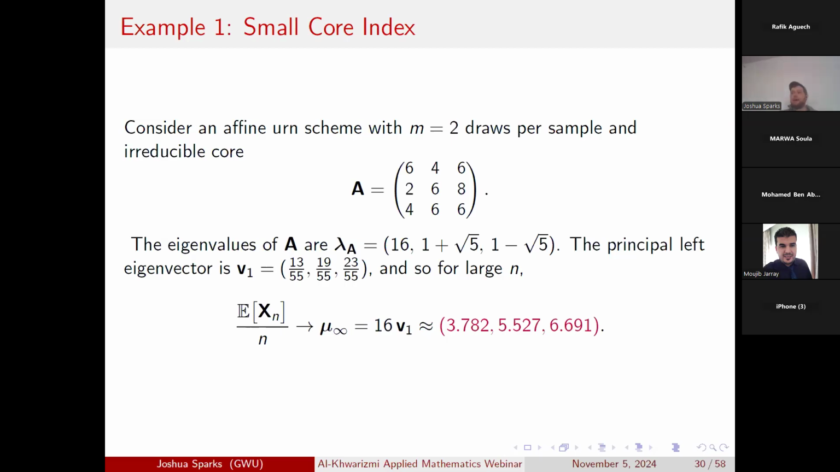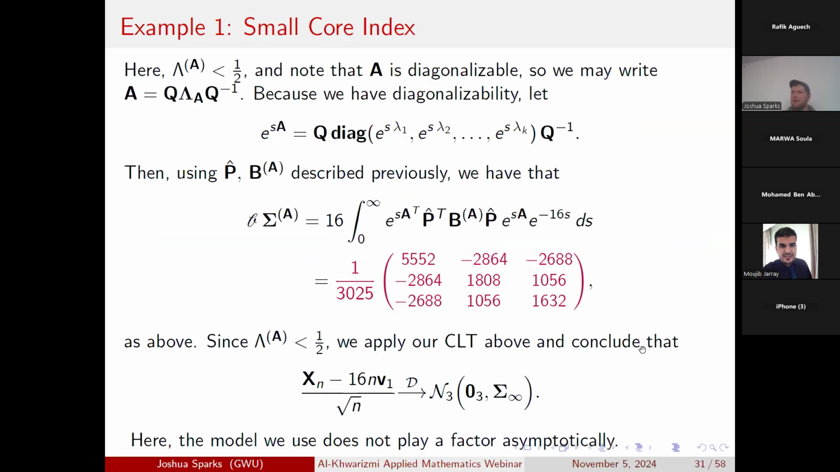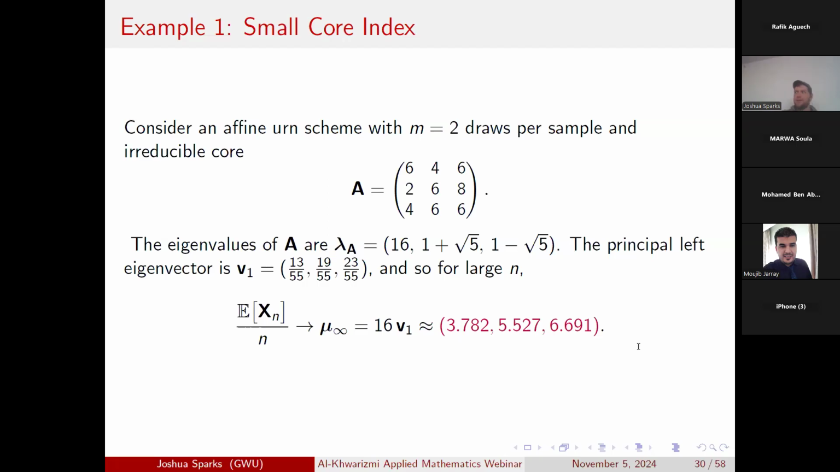And so we're able to break down A, and this becomes a small urn because we have an eigenvalue decomposition where the second eigenvalue is strictly less than half of the first one. The principal eigenvector then becomes provided as such. And so at large N, we expect that if I take this and divide by N, we get this sort of mu value, so the rough average proportion for these things should be roughly about 3.7, 5.5, 16.9. Based on the replacement criterion, this 16 here is because 6 plus 4 plus 6 gives a balance factor of 16.